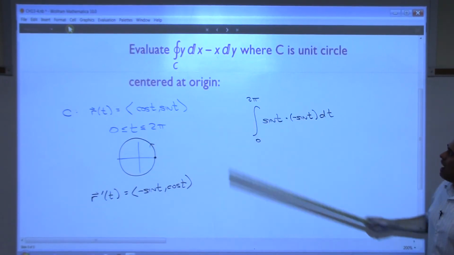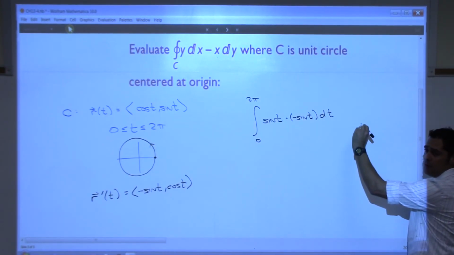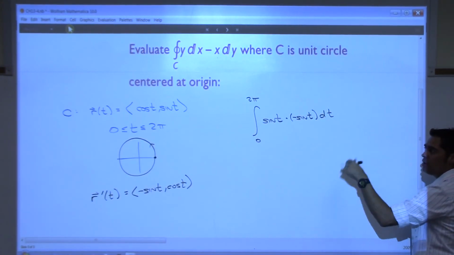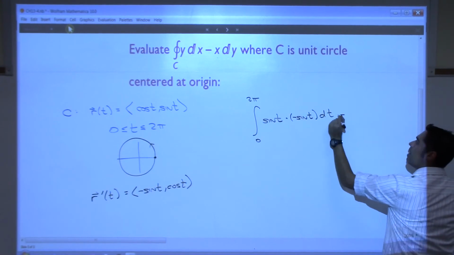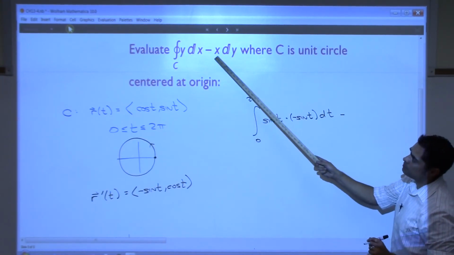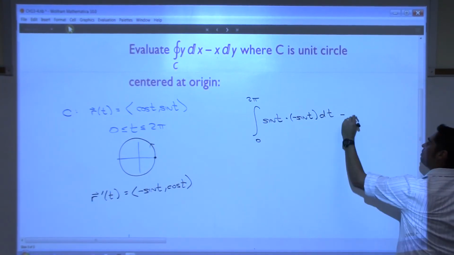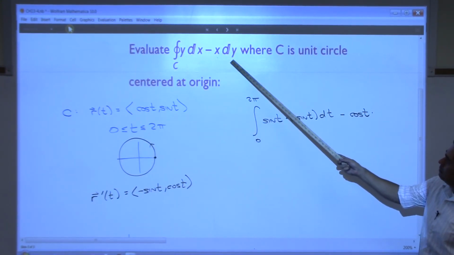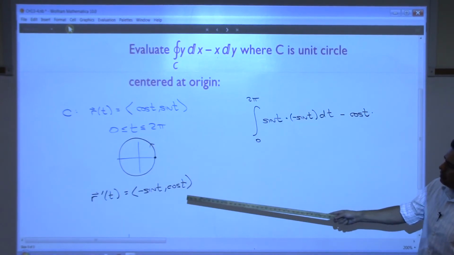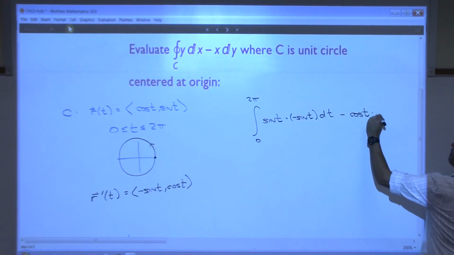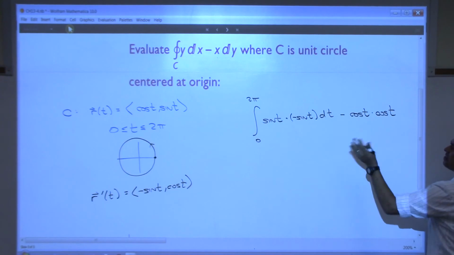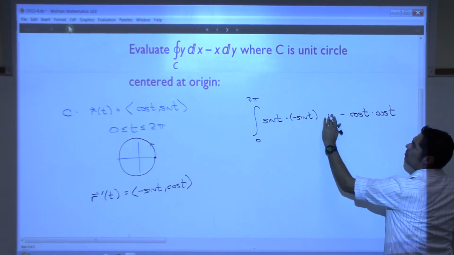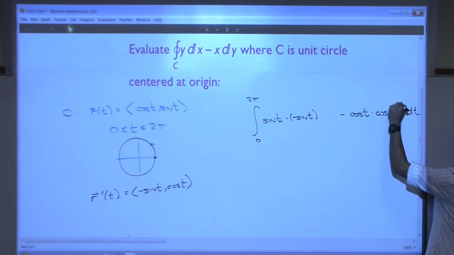Minus, so I can do two separate integrals right here if I want. But I'm going to do it all in one integral because they all have t, and they're all going from 0 to 2 pi. So I'm going to go minus, what's x? Cosine t. And what's dy? Negative sine t, cosine t. Now, since I decided to do one big integral, this dt right here, I'm going to move it to the back. Is that all right with you?